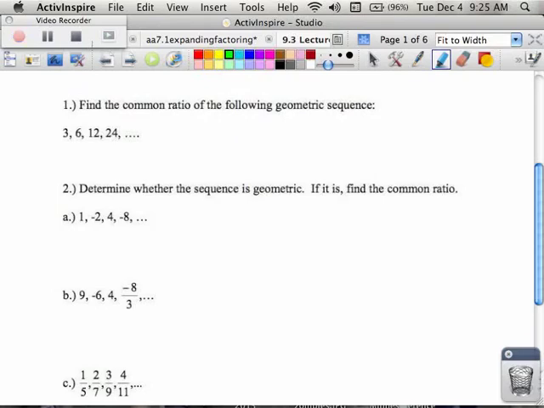Let's look at finding the common ratio in number 1. In number 1 we see a list of numbers. That's called a sequence. Good job, because sequence is separated by commas and series is by pluses or minuses. So when I'm looking for the common ratio, I would take 6 divided by 3, and that gives me 2 as my common ratio. You could have done 24 divided by 12, 12 divided by 6, but I usually take the second one divided by the first one.